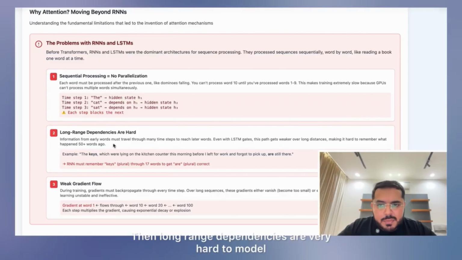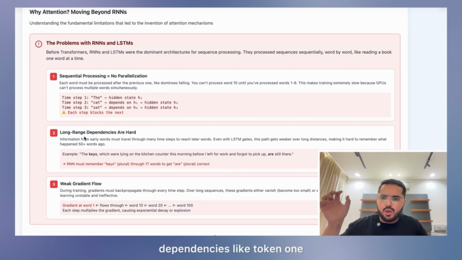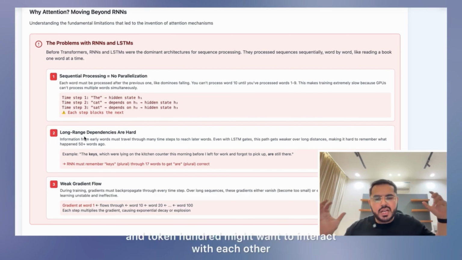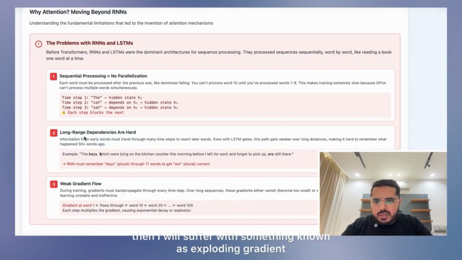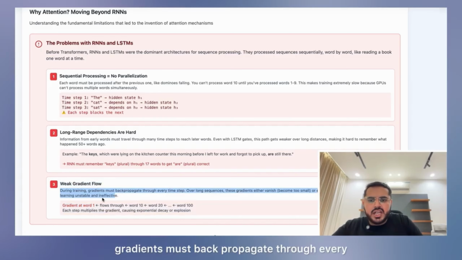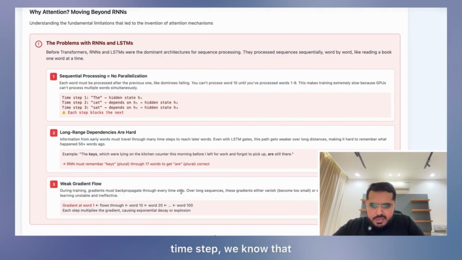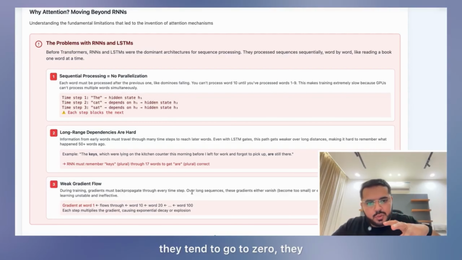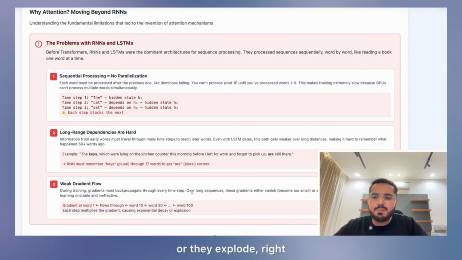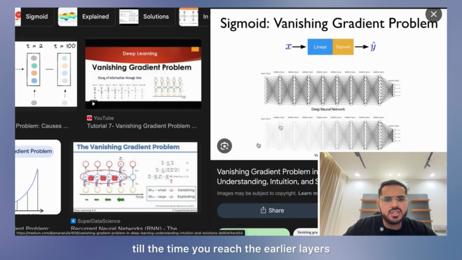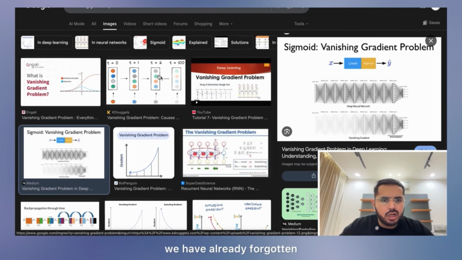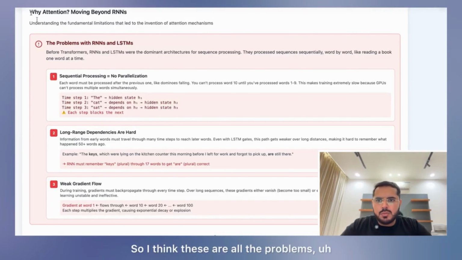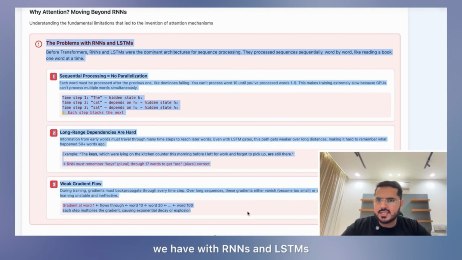Then long-range dependencies are very hard to model. Like token 1 and token 100 might want to interact with each other. I will suffer with something known as the exploding gradient or vanishing gradient problem, right? Gradients must backpropagate through every time step, and over these long sequences gradients either vanish, that is, they tend to go to zero, they become very small, or they explode, right? By the time you reach the earlier layers, we have already forgotten what we learned. These are all the problems we have with RNNs and LSTMs.